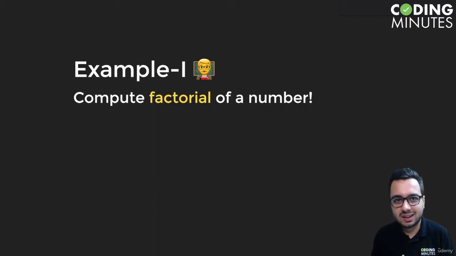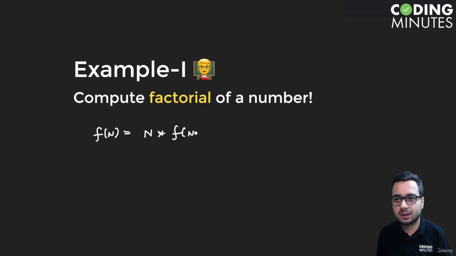Hi and welcome back, and now we are going to deal with the first example of recursion, that is how to compute the factorial of a number. So we have already seen that f of n for factorial can be written as n multiplied by f of n minus 1, and for example if we have 5 factorial, it can be written as 5 into 4 factorial.